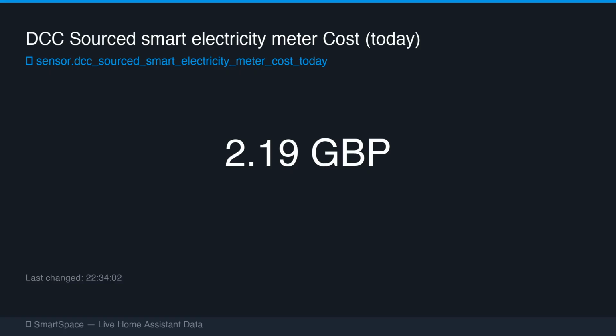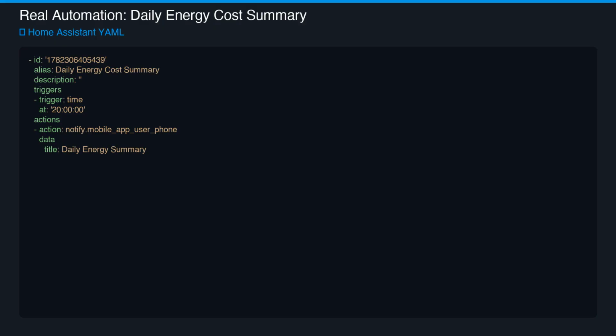The value template looks at two specific entities, sensor.dcc_sourced_smart_electricity_meter_cost_today and sensor.dcc_sourced_smart_gas_meter_cost_today. We are taking the state of both, converting them to floats, adding them together, and assigning the unit of measurement as GBP. This single line of logic transforms two separate streams of meter data into one actionable financial figure. This is the source of truth for your house.